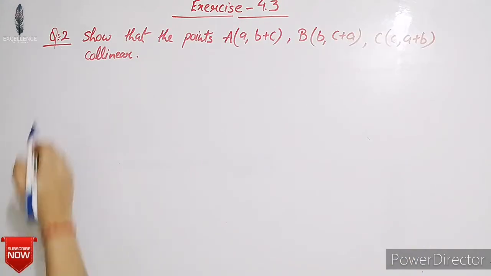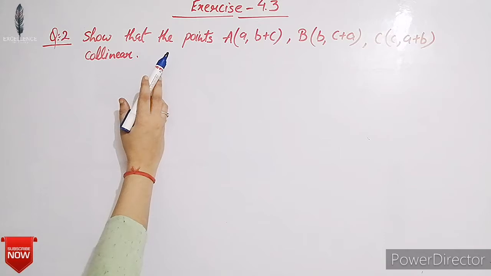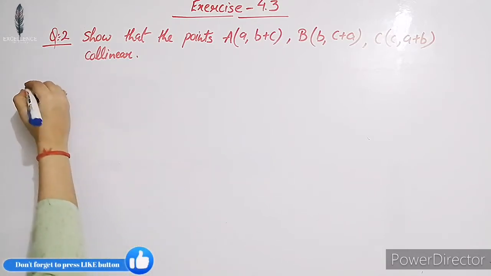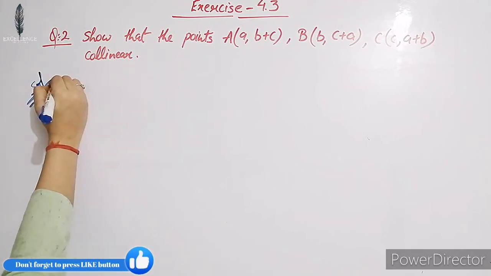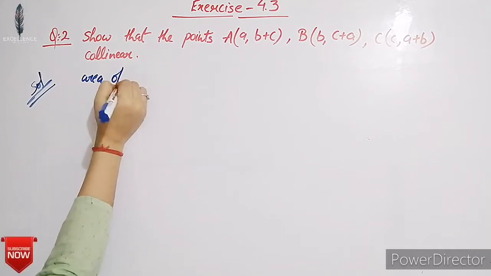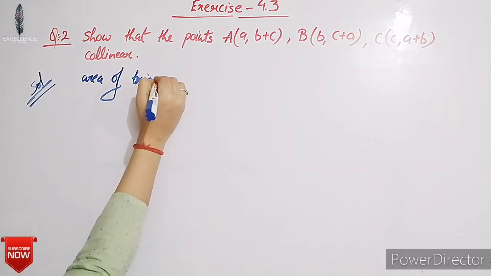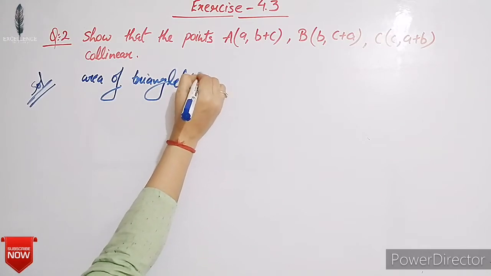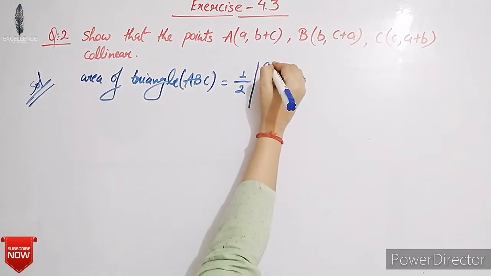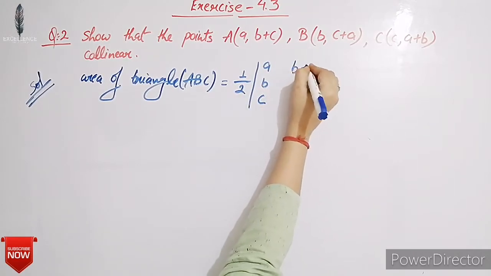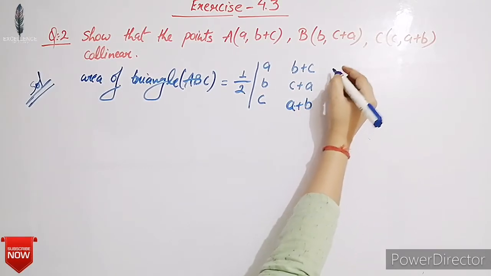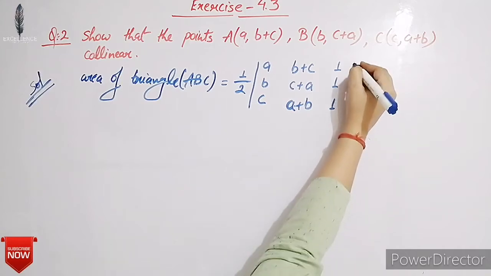Question number 2. Here we have to show that the points A, B, C are collinear. Clearly, if the points are collinear, then the area of the triangle must be equals to 0. So here, area of triangle ABC is equals to 1 by 2, here A, B, C and B plus C, C plus A, A plus B and here 1, 1, 1.